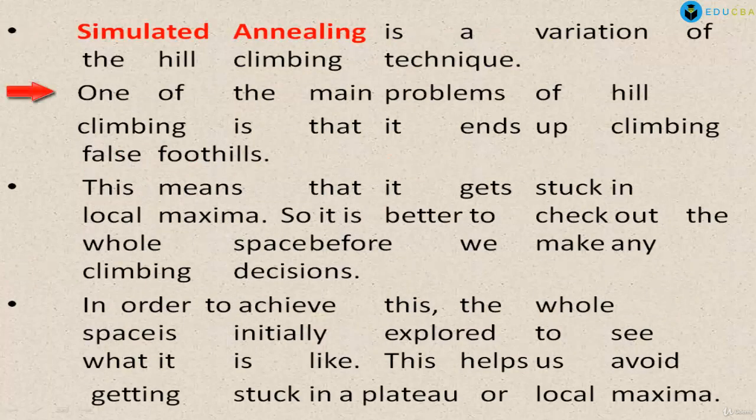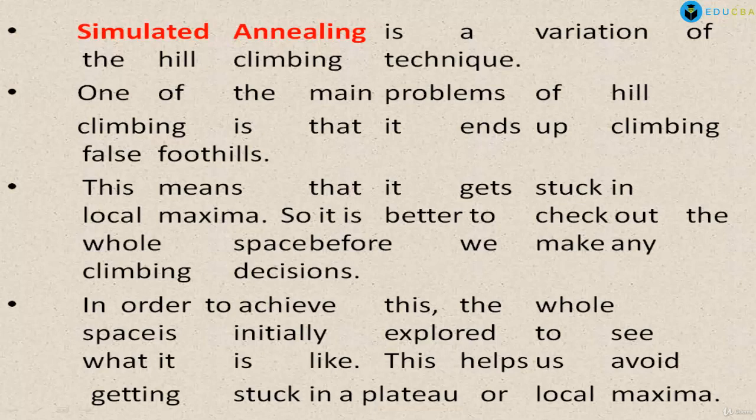So one of the main problems of hill climbing is that it ends up climbing false foothills. Now what is the meaning of that? It means that it sometimes gets stuck in a local maximum. So it is better to check out the whole space before we make any climbing decision. In order to achieve this, the whole space is initially explored to see what it is like. This helps us avoid getting stuck in a plateau or local maximum. And that process is followed in simulated annealing, which is a variation of the hill climbing technique.